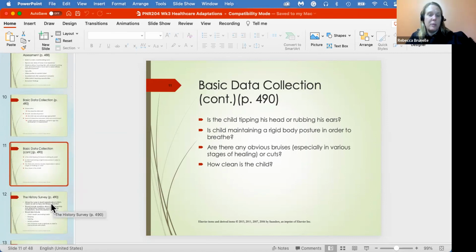But there's other things, and we talked about how if they're really rigid, they might be in pain or they might be uncomfortable. If you see bruises or cuts, you should be concerned. So when we talk about child abuse, what's a red flag for child abuse when you're looking at a child? Bruises. Bruises, but what specifically about bruises?